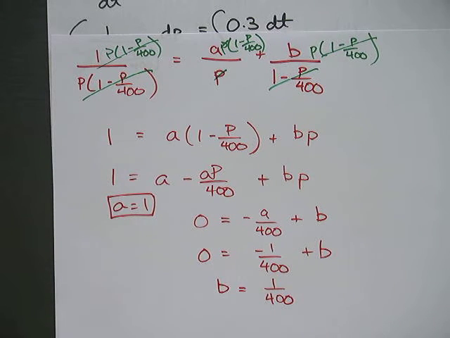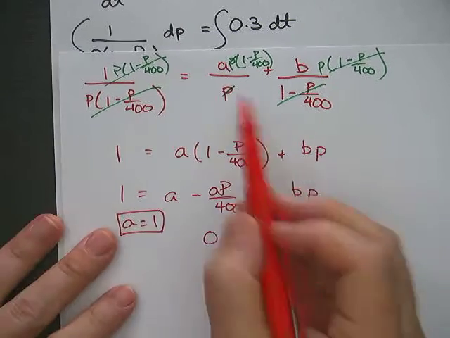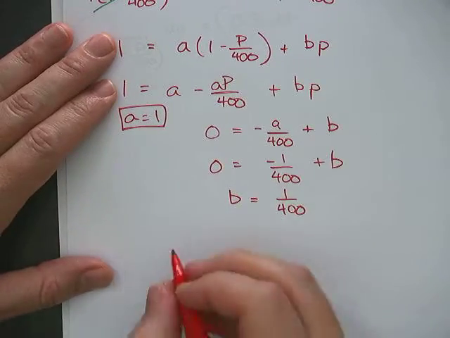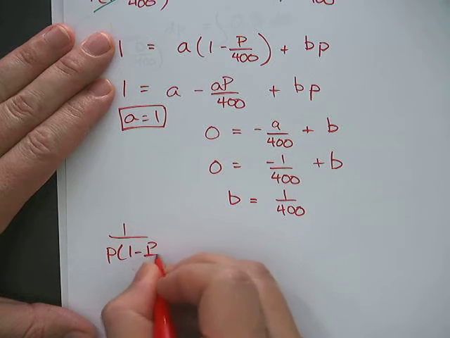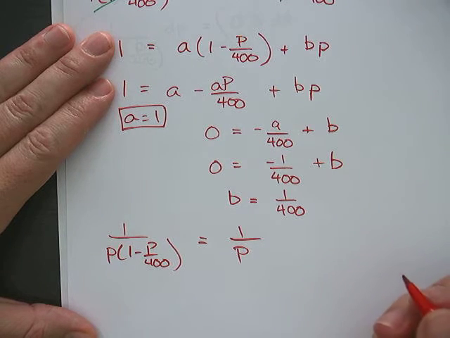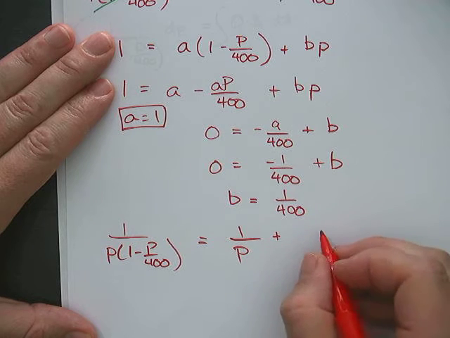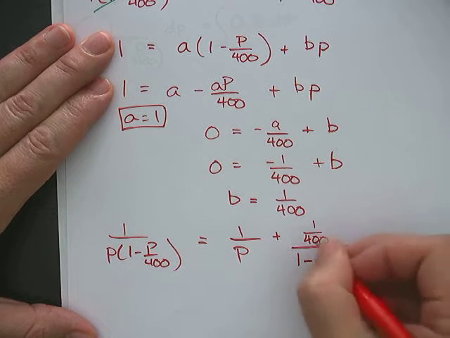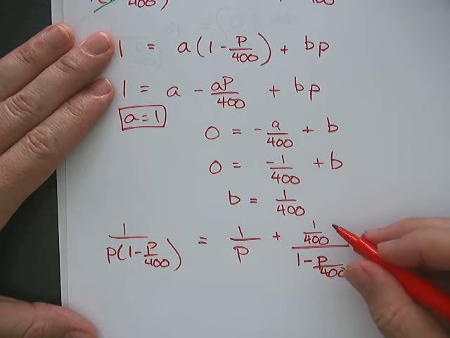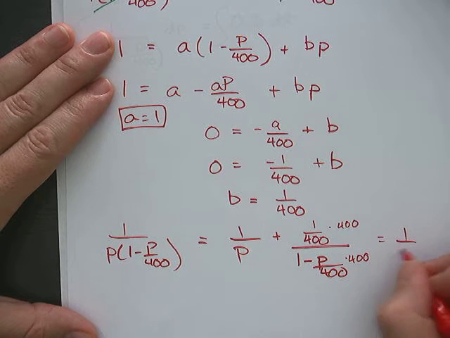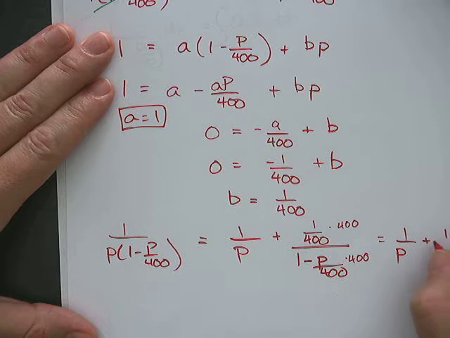How does that help me rewrite this problem? Well, I have my A and my B, and remember it was A over P plus B over 1 minus P over 400. So 1 over P times 1 minus P over 400 is equal to 1 over P plus 1 over 400 over 1 minus P over 400. That's the B. Let's clean this up because this is a complex fraction, so I'll multiply the top and bottom by 400. That gets me 1 over P plus 1 over, distributing this, 400 minus P.